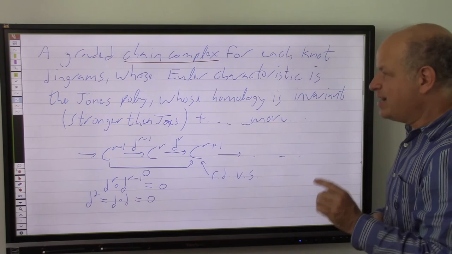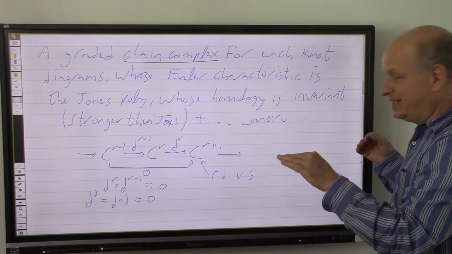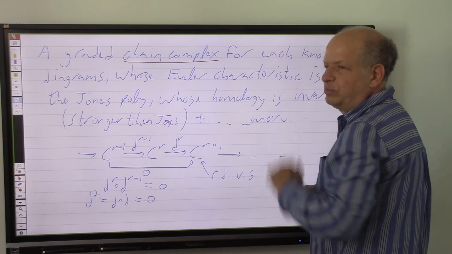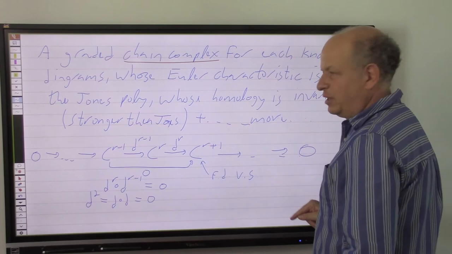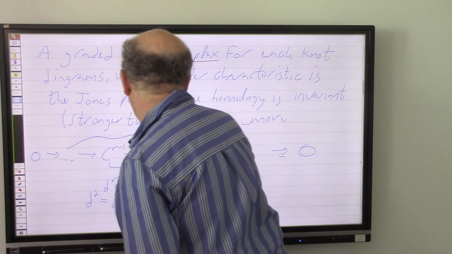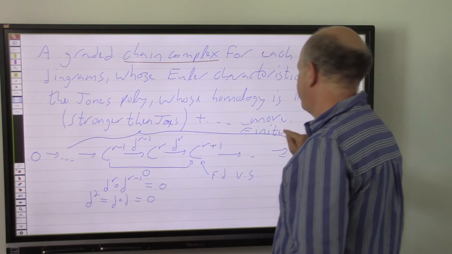And one last condition that I want to add is that the chain complex itself, the number of chain groups which are not equal to 0, I want it to be finite. So, in other words, I want it to continue in both sides, but I want it to start at 0 and end at 0, and the part where it is not 0 should be of finite length. Okay? So that's a chain complex.